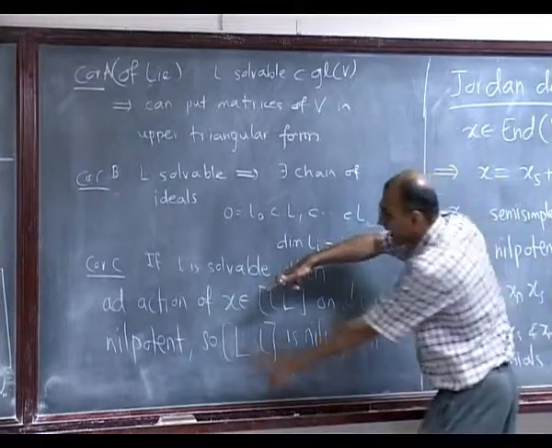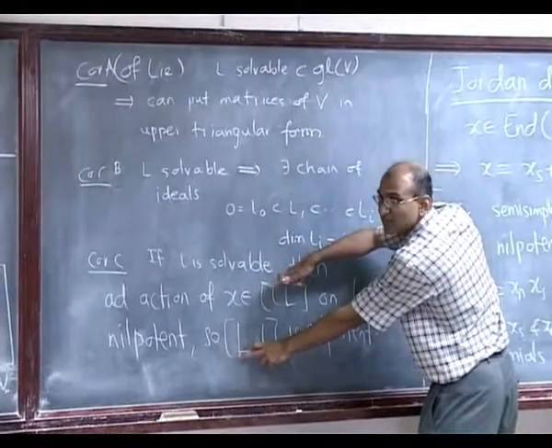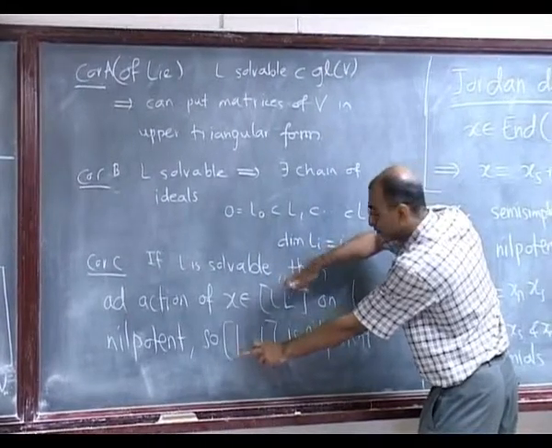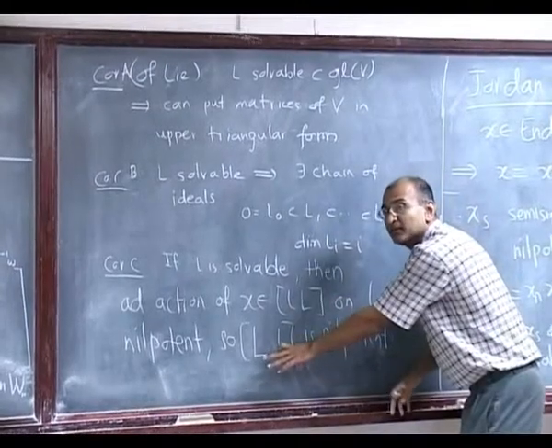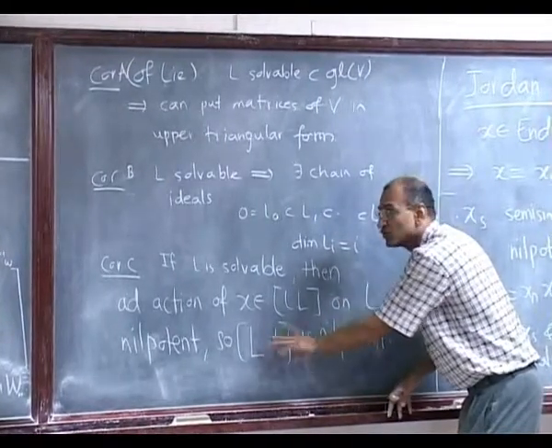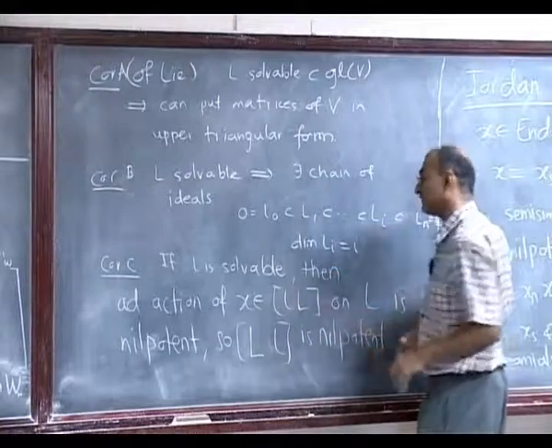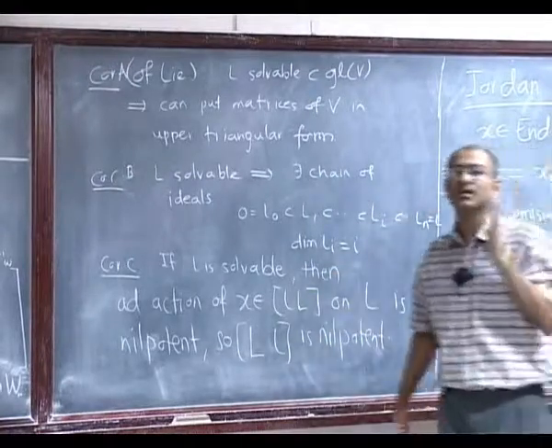In particular, they will act nilpotently on itself also, which is a part of L. And so what does this say? By Engel's theorem, this Lie algebra will be nilpotent. Okay. So we have this: if L is solvable, then the bracket of L with itself is nilpotent. This should not come as a surprise.